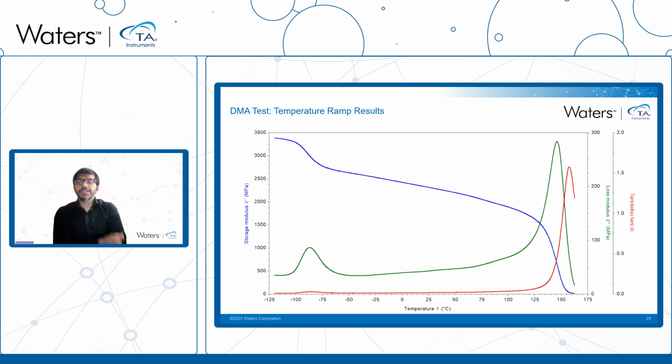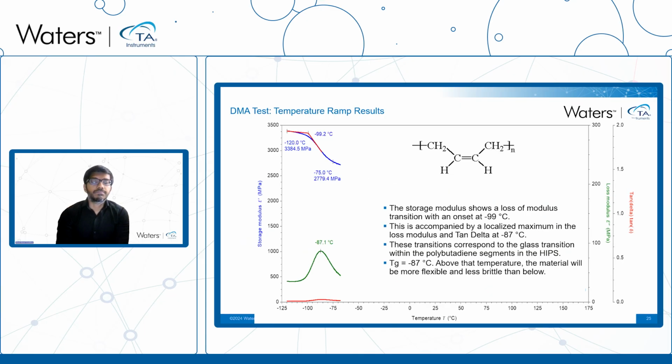In this investigation, we have performed a temperature ramp test on the PPE plus HIPS material from negative 120 degrees Celsius up to 160 degrees Celsius and measured all three parameters: storage modulus, loss modulus, and tan delta. We will take a closer look at this plot by subdividing it into three sections in terms of the material response.